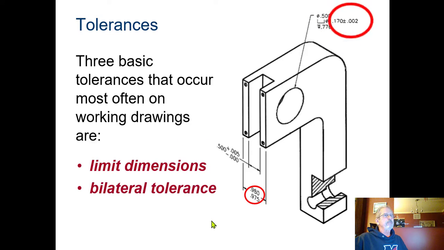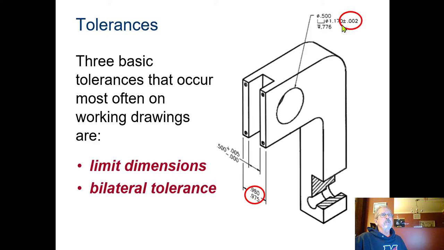The second type is a bilateral tolerance. Now here we have a specified dimension. So this is a counterbore hole. There's a hole in here that's a 1/2 inch diameter, and this is counterbored, not all the way through right here. So this 1.170 hole here is the counterbore. So it's bigger than that 1/2 inch hole. And then that counterbore goes down 776 thousandths of an inch.